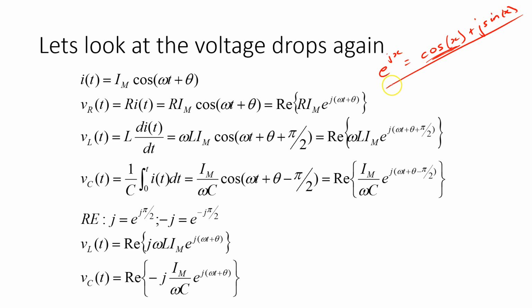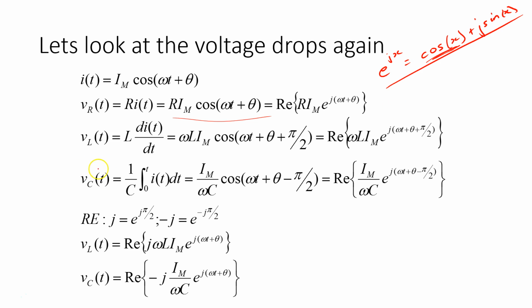So if I look at the voltage across the resistor, R i, which is R Im cos(ωt + θ), that is the same as the real part of R Im e^(j(ωt + θ)).